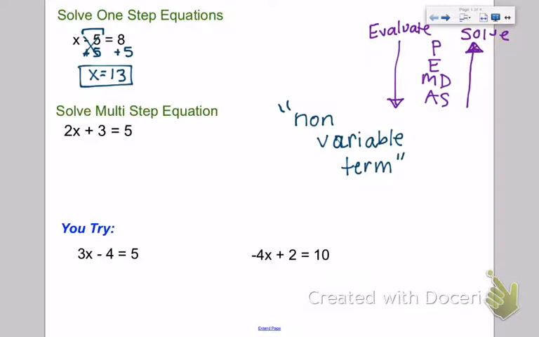I like to think of solving like solving a crime. And when we solve a crime, we always work backwards. So that's one way to remember to use the order of operations backwards.